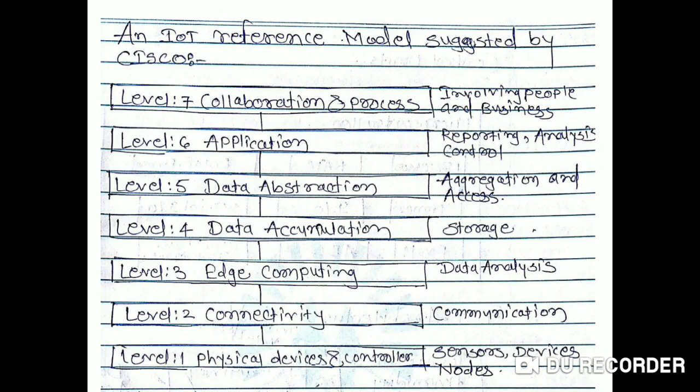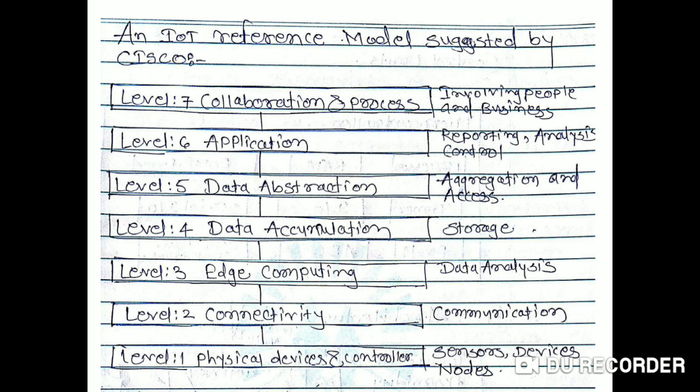Now, here is the IoT reference model which is suggested by Cisco. It follows the same concept as the OSI reference model. So let's try to understand different functionalities associated with those 7 levels. Level 1 is physical devices and controller, which basically consist of sensors, devices and nodes. Level 2 is connectivity. The responsibility of connectivity is to carry out the communication. Next is level 3, edge computing. Here data analysis is carried out.